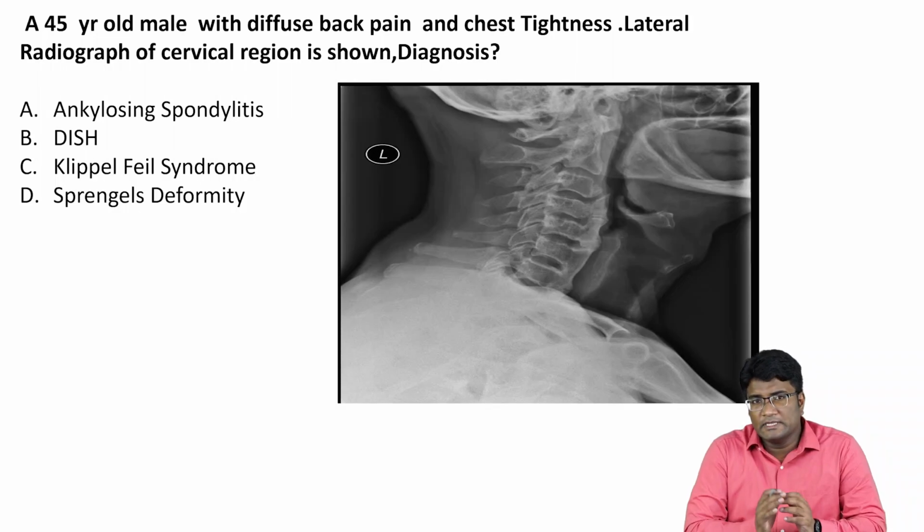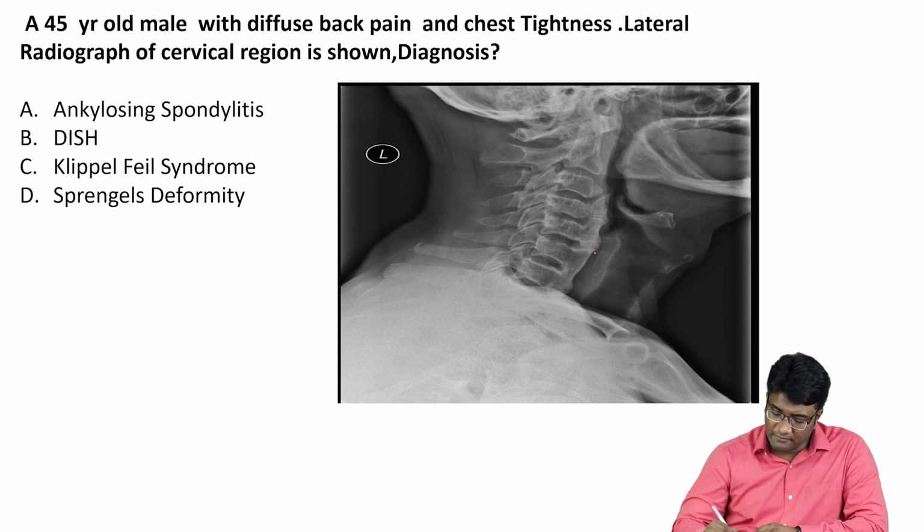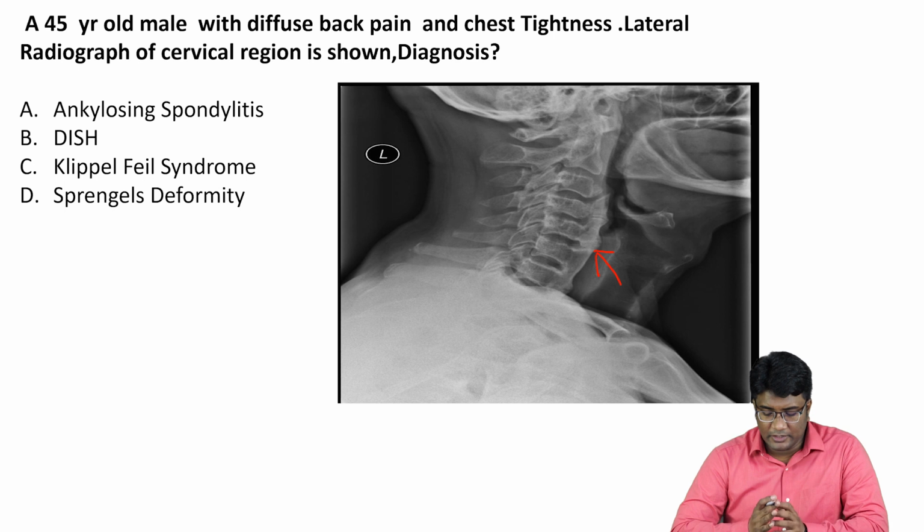So let's begin with this question here. A 45-year-old male with diffuse back pain and chest tightness. A lateral cervical radiograph is shown. What is the probable diagnosis? So they have given you a lateral cervical radiograph and they're asking you what is the diagnosis in this 45-year-old male with diffuse back pain and chest tightness.